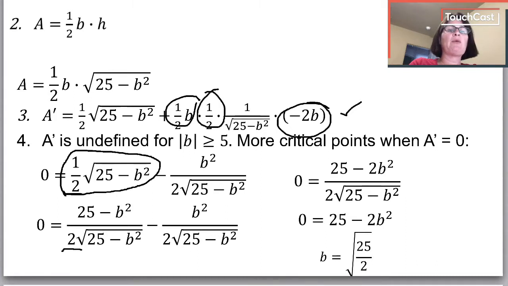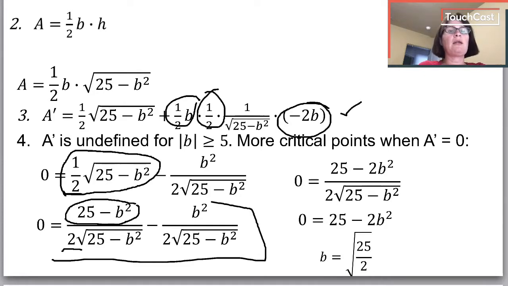I've multiplied by the square root of 25 minus b squared over the square root of 25 minus b squared, which is why I have 2 radicals multiplying together in the numerator and canceling out their radicals. And I have a square root of 25 minus b squared in the denominator. Now these are finally, after all that, like fractions.